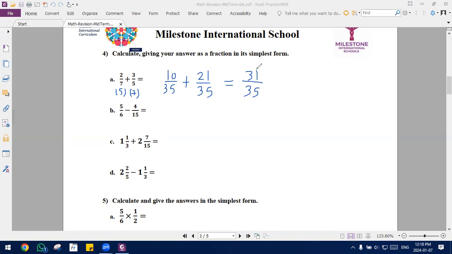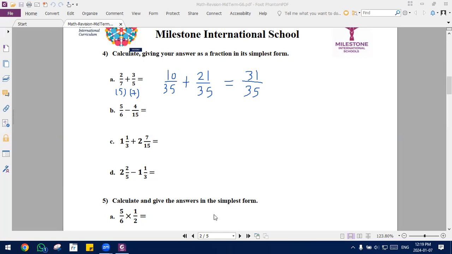Can I simplify 31 and 35? Like, can we divide them by the same value? The answer is no, we cannot divide them. So it is the simplest form. Now for the exam, you need to show your work. So you have to write exactly like this. When you multiply them, and then what you get, and then the answer.